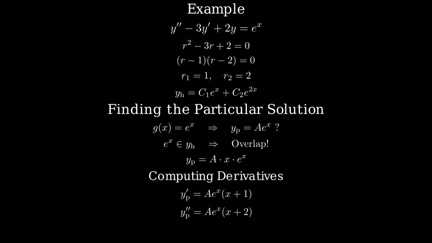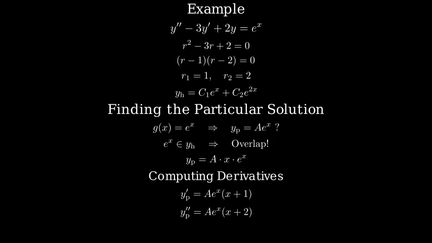y double prime minus 3y prime plus 2y equals e to the power of x. The left side becomes a times e to the power of x times the quantity x plus 2, minus 3 times a times e to the power of x times the quantity x plus 1, plus 2 times a times x times e to the power of x. Factoring out a times e to the power of x, we get a times e to the power of x times the quantity x plus 2 minus 3x minus 3 plus 2x. Simplifying the expression inside the parentheses, a times e to the power of x times the quantity negative 1.